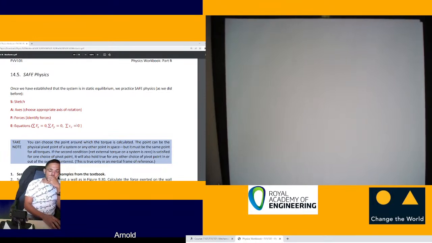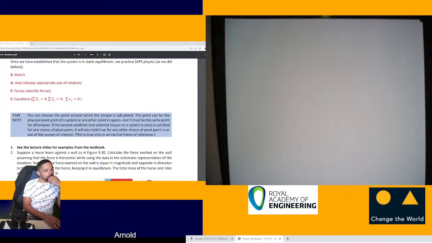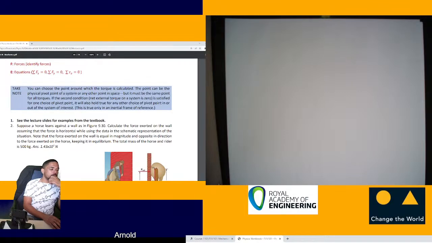So what is safe physics? Safe physics is an acronym referring to sketch, the axis, forces, and then the equations. S means sketch your scenario as you've just seen now. It helps to sketch whatever it is that you're doing. The axis: choose an appropriate axis of rotation. Identify all the forces acting on your body, and then solve the equations. See the lecture slides for examples from the textbook.